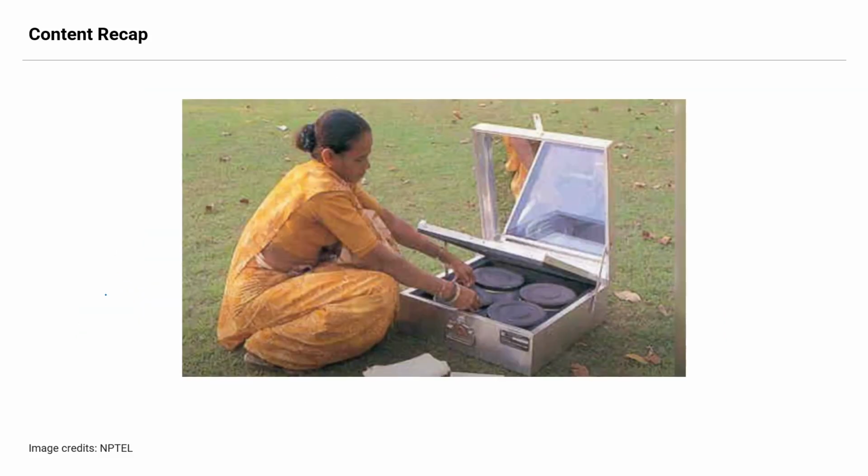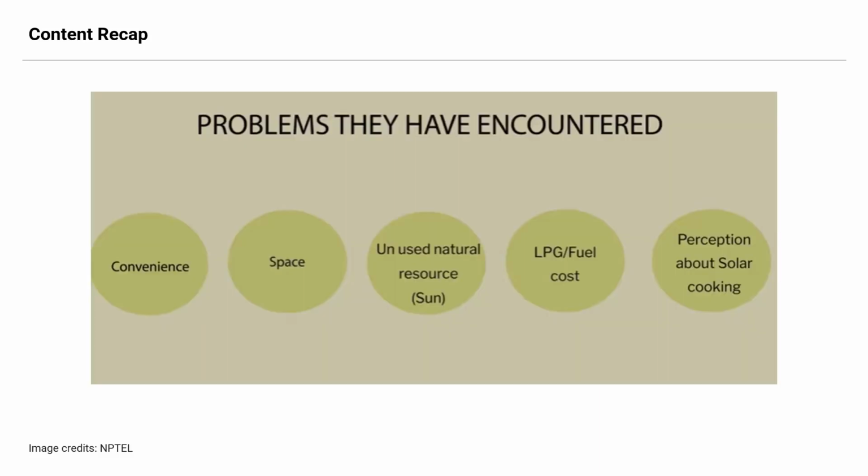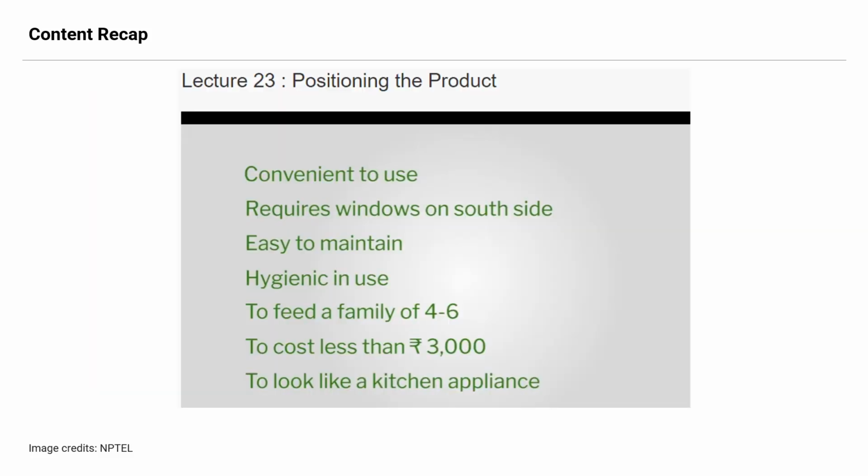And then we had detailed presentations and videos on how solar cookers are traditionally used, what problems people encounter and face, and how you position the new product. It should be convenient to use. It should require the south side because it gives you a lot of sun, and a good amount of it. It needs to be easy to maintain. It should be hygienic in use. It should be able to feed a family of 4 to 6. The cost factor, and it should look like a kitchen appliance.